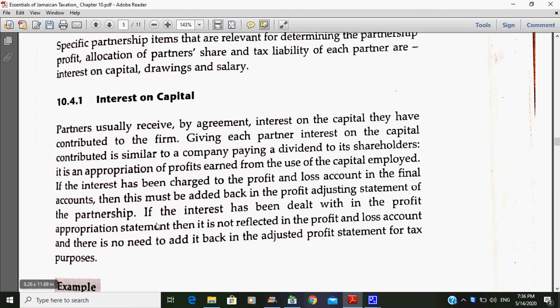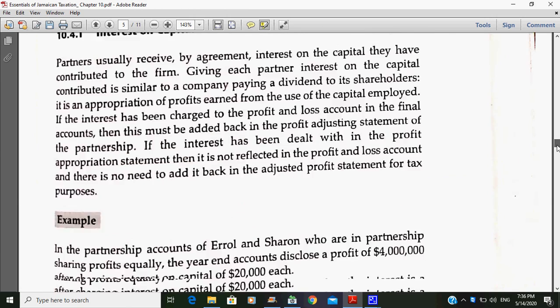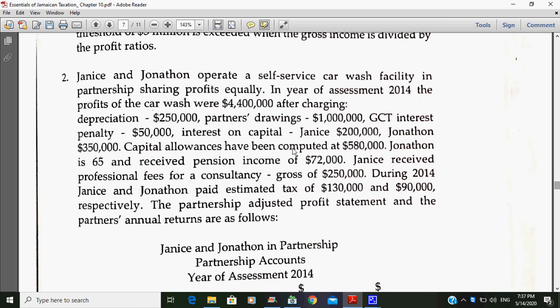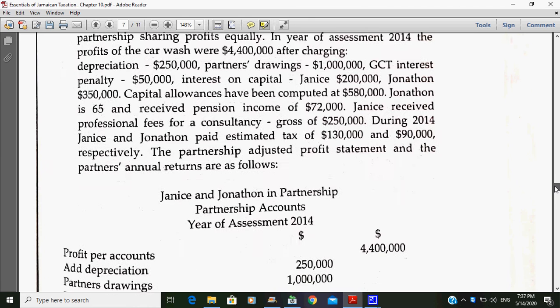So it says if the interest has been charged to the profit and loss accounts in the final accounts, then this must be what? Added back in the profit adjusting statement. That's the reason why I added it back, because the question said, after charging what? Interest on capital. That's the reason why we did it.